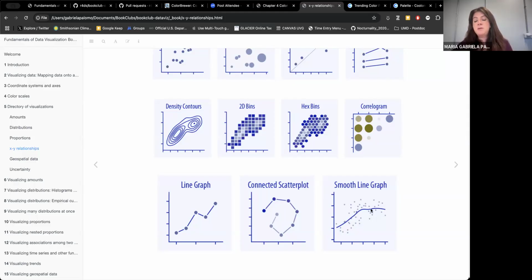Then we also have smooth line graphs, which show the association between two variables, again, that you did a model for, for example, a regression, or a GLM or something like that. And then this is showing the tendency of the association between these two lines based on the analysis that you did. And usually you also show the scatter plot with all the data that you have in the background.